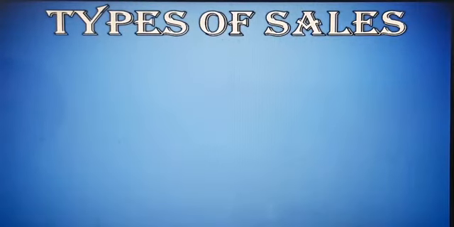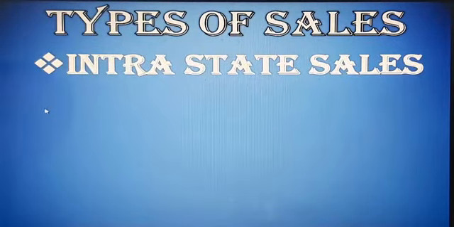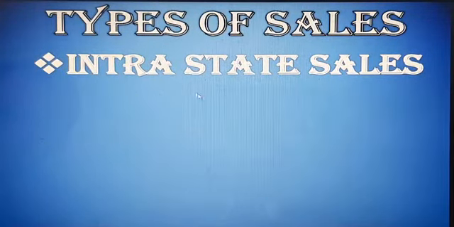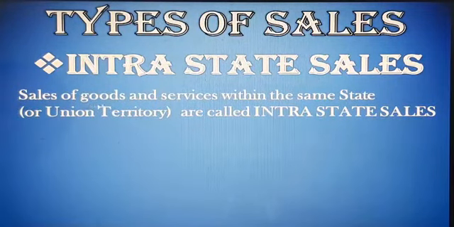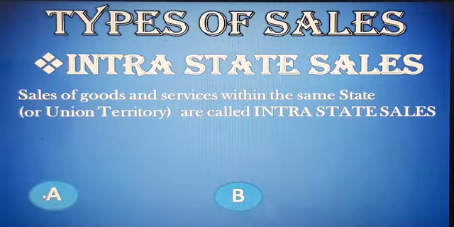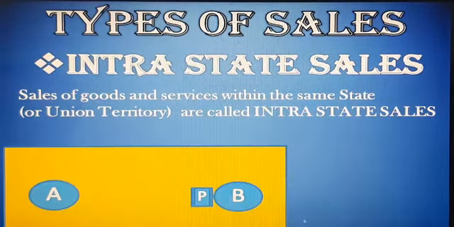Okay, today I am going to discuss something about types of sales. There are two different types of sale. The first one is intrastate sales and another one is interstate sales. Intrastate sales definition: sales of goods and services within the same state or the union territories are called intrastate sales. Let me explain this term with the help of a simple example. Let us consider two persons A and B, and person A wants to sell his product to person B, but both of them are from the same state. So this type of sale is known as intrastate sales.